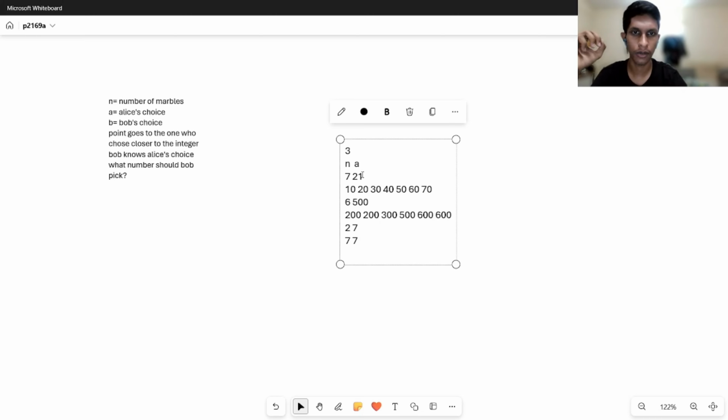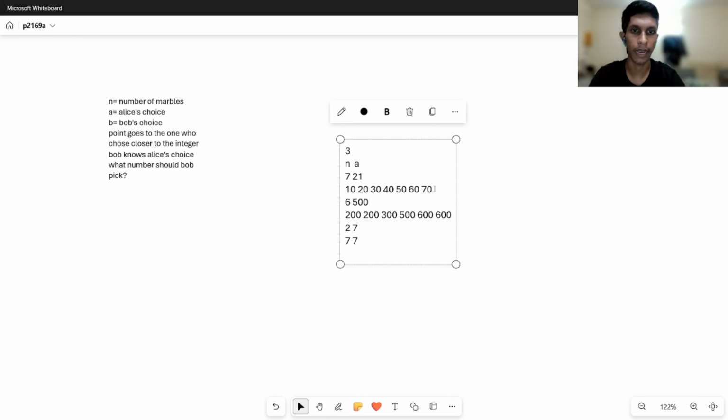Alice has chosen 21. In here there are a total of 7 numbers. To win, since Alice has chosen 21, the first two numbers are closer to it. So 2 points will be given to Alice. And let's say we have to score more than 3 because there are 7 numbers.